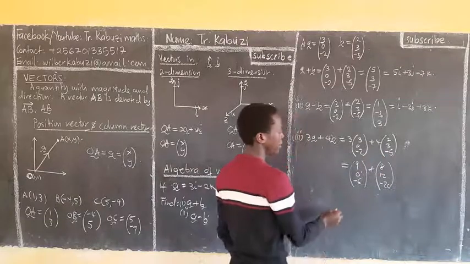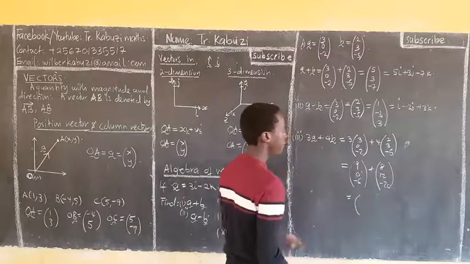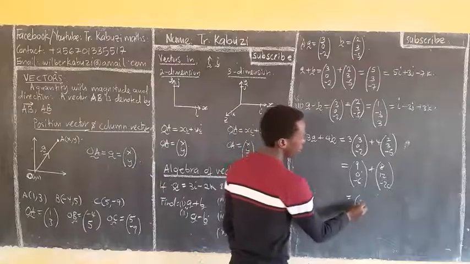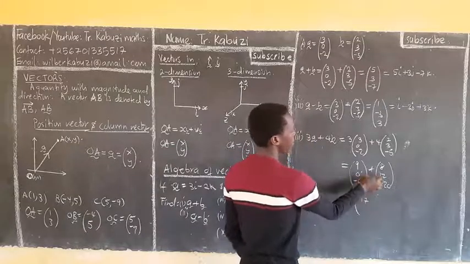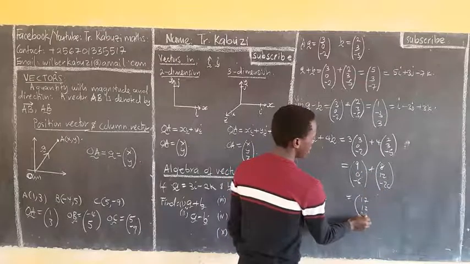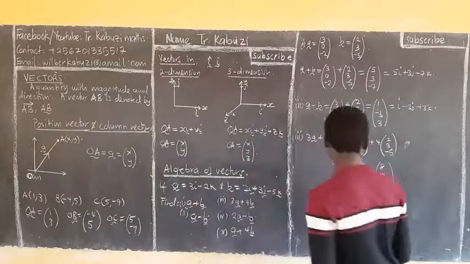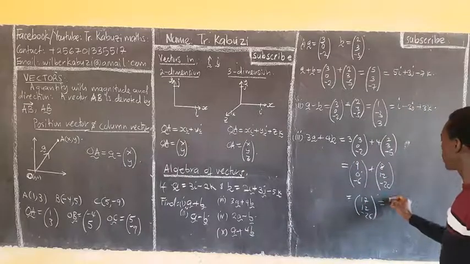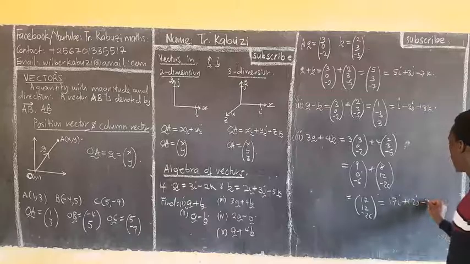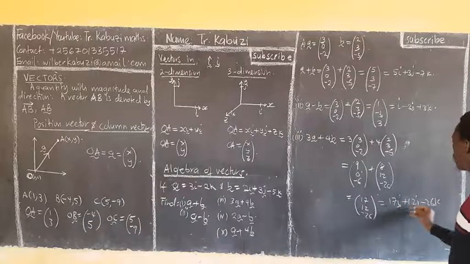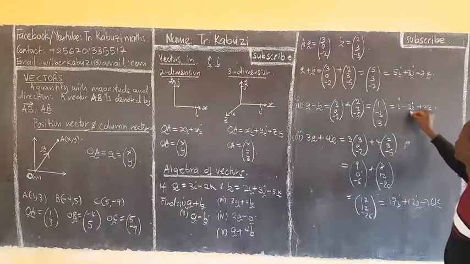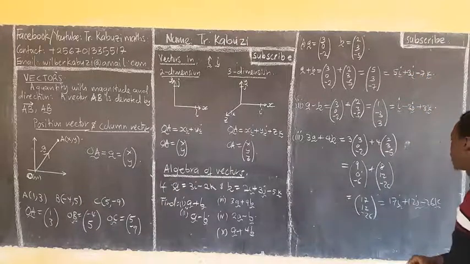And now if you add those two, you have 9 plus 8, that will give you 17. Then 0 plus 12 is 12, then negative 6 plus negative 20 is negative 26, which you can write in the ijk notation as 17i plus 12j minus 26k. But you show that these are vectors, you include those symbols to show that those are vectors.